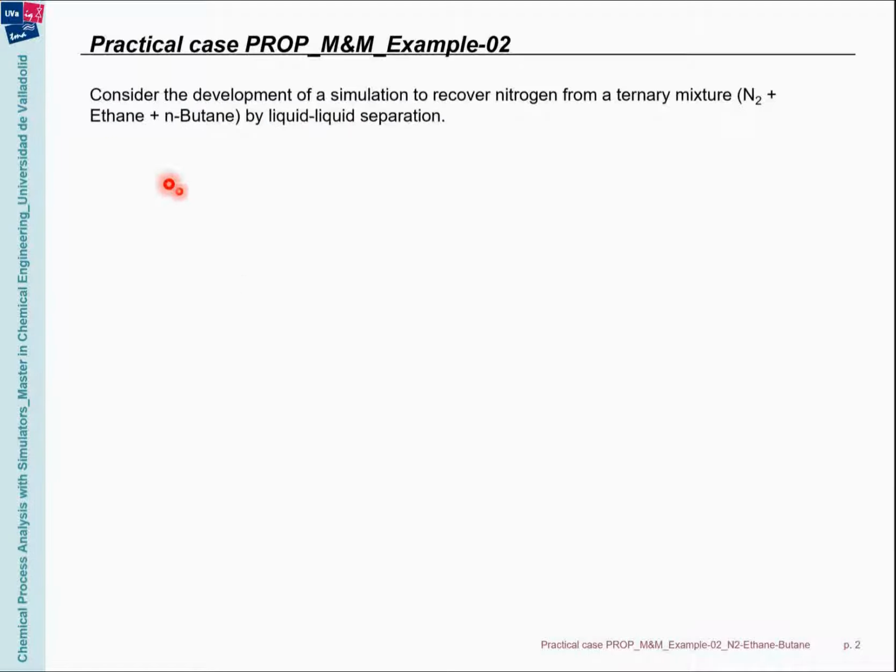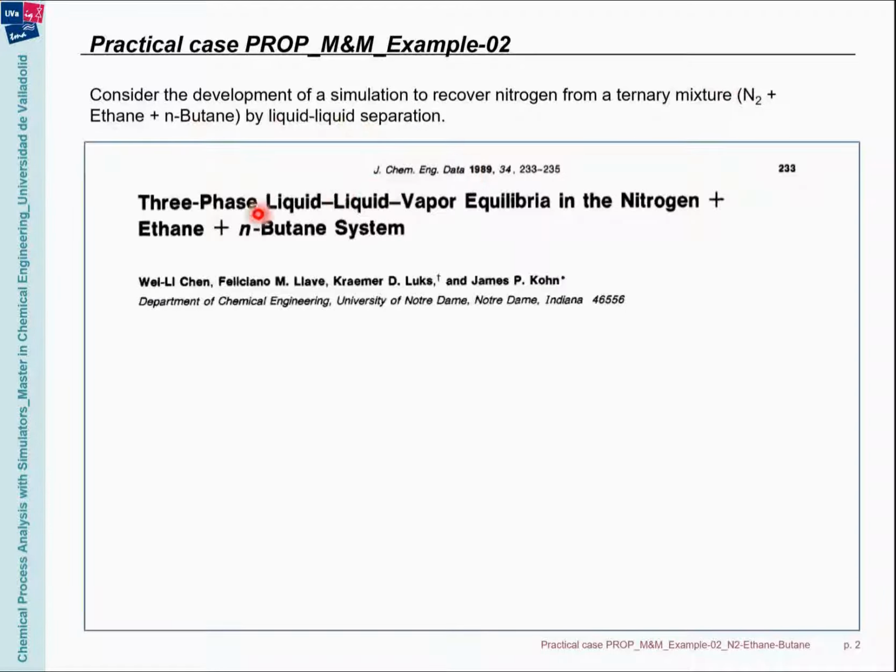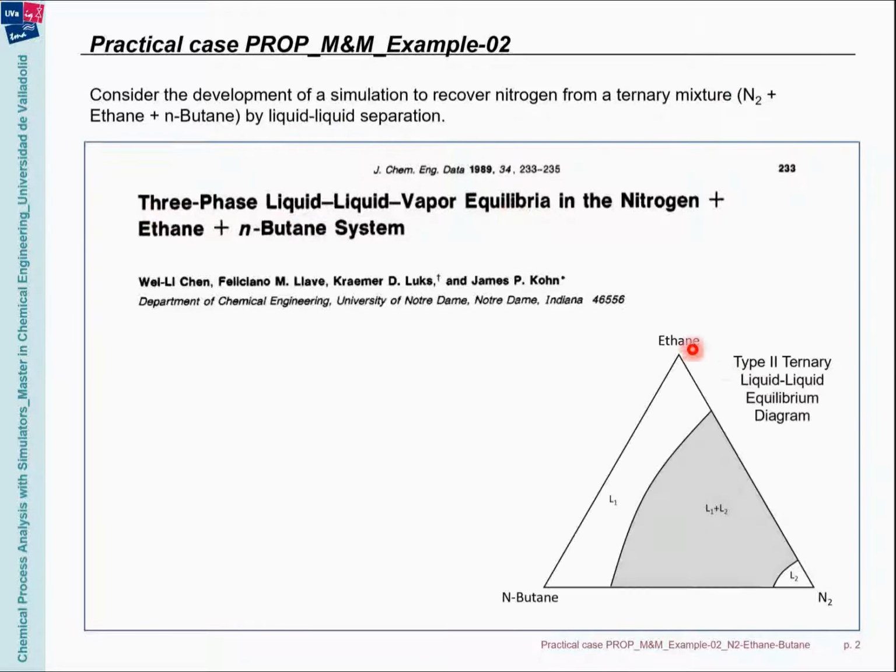Hello! In this practical example, we are going to consider the future development of a simulation to recover nitrogen from a ternary mixture of nitrogen, ethane and N-butane by liquid-liquid separation. For this purpose, we have downloaded the scientific paper which reports experimental values of the three-phase liquid-liquid-vapor equilibrium of the system. This is a ternary system with a type 2 behavior.